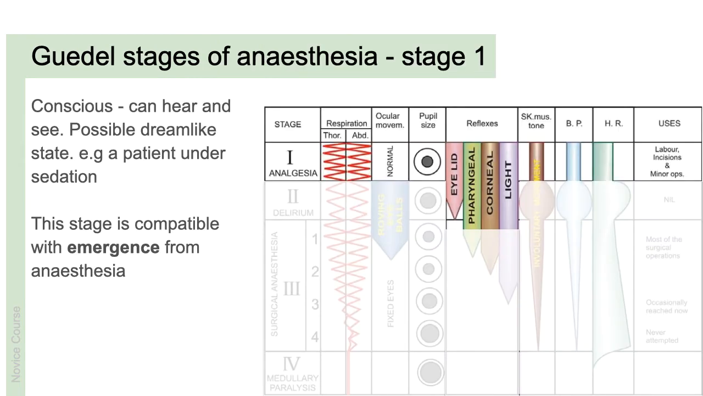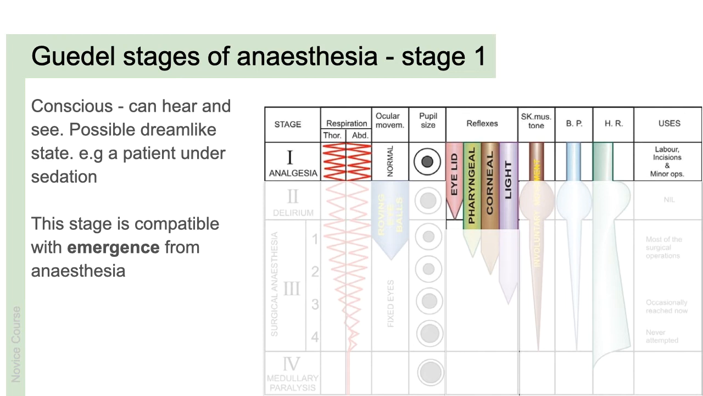So stage 1 is called the Analgesia phase. In this phase, patients are conscious, as we would understand it. They can hear, can see, they can interact, and they might be in a slightly dreamlike state. You might consider this to be a patient who's under very light sedation.